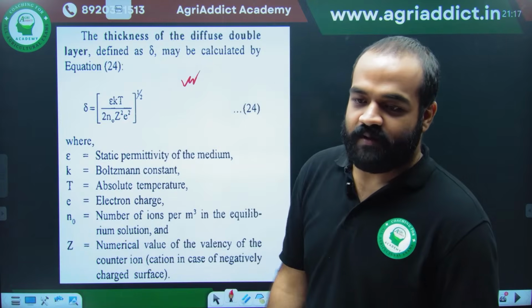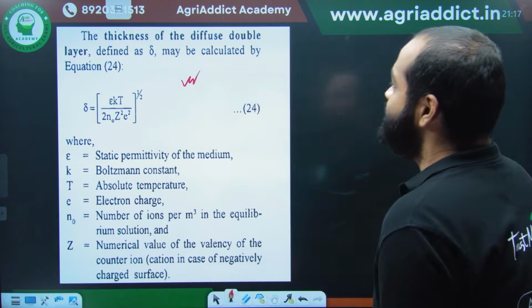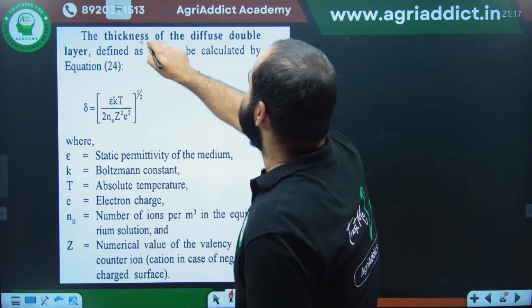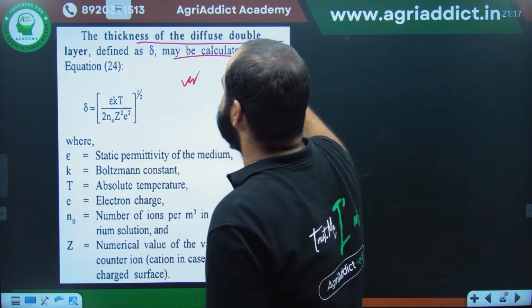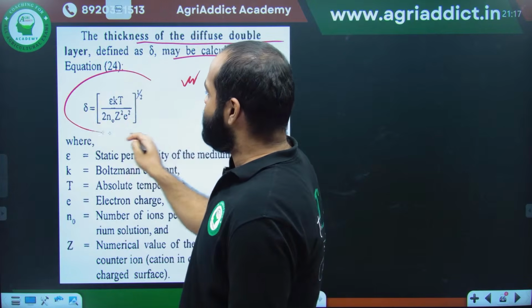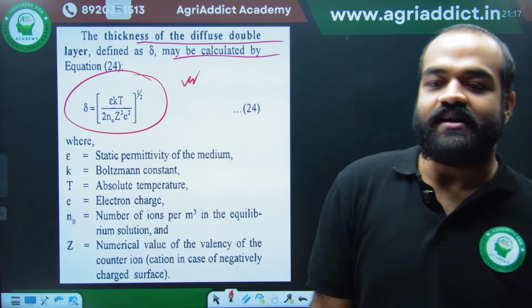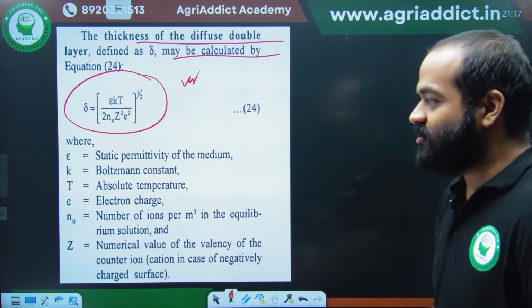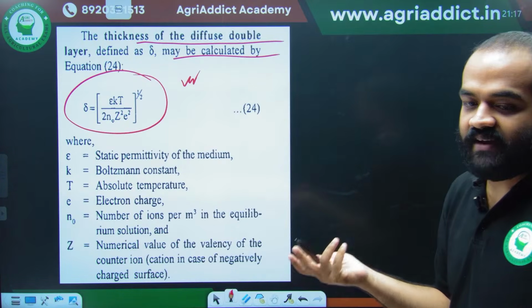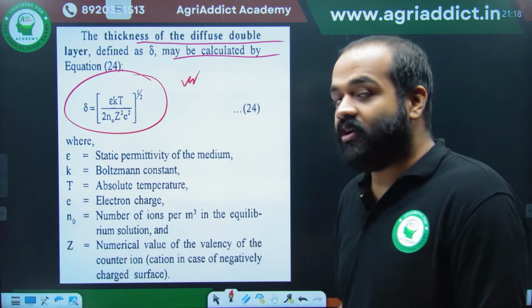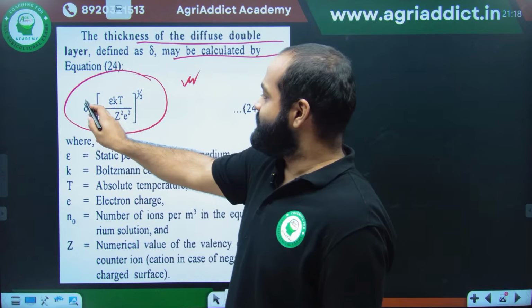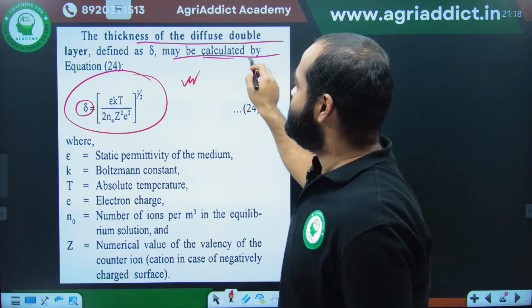This question is one of my favorites and I ask it repeatedly. The thickness of the diffuse double layer, it may be calculated by the equation. Why have I put this equation? Because this equation will tell you the factors that will affect the thickness of the double layer. How it will tell you? Here you can see this delta, this is the thickness.